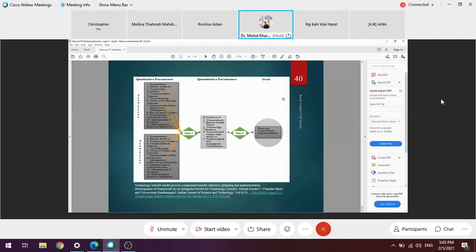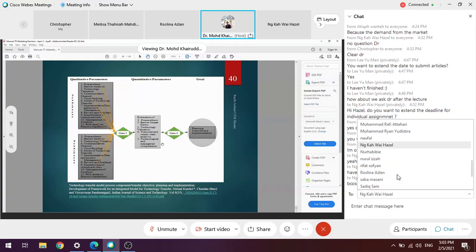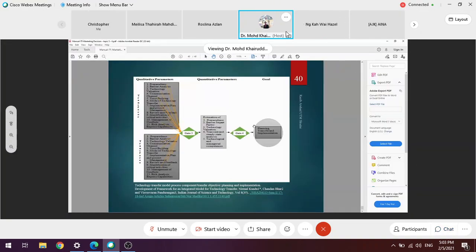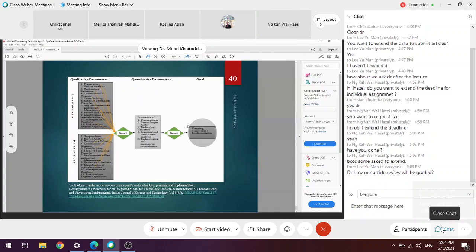Done. Chapter 5 and chapter 6. Do you have any questions, guys, for this one? Any question? So we have completed chapter number 5 and chapter number 6 as in the e-learning. You can check again. By tomorrow, if I'm not mistaken, we have a class, right? Yes, doctor. Okay, tomorrow we are going to discuss the group assignment only.